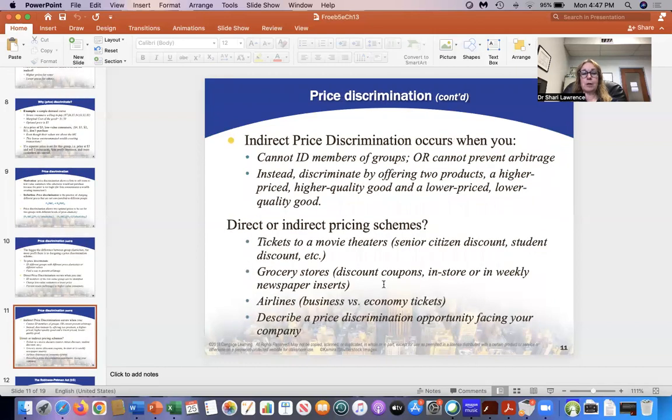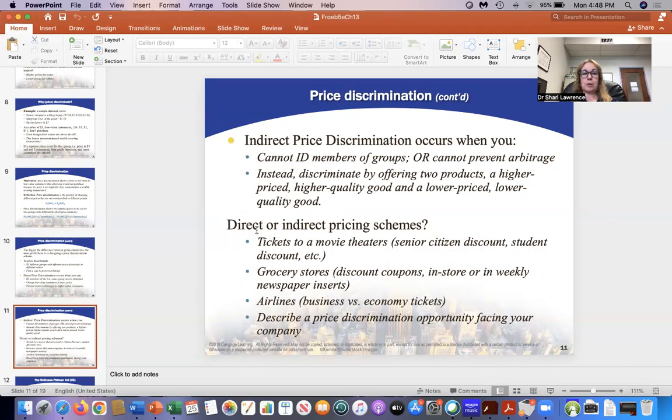All right, so here they're talking about indirect versus direct price discrimination, and indirect is in the next chapter, and that's when you cannot identify the different groups of people. So you just basically offer. So there's some different ways to market with the indirect price discrimination. The most common example of indirect price discrimination is coupons.